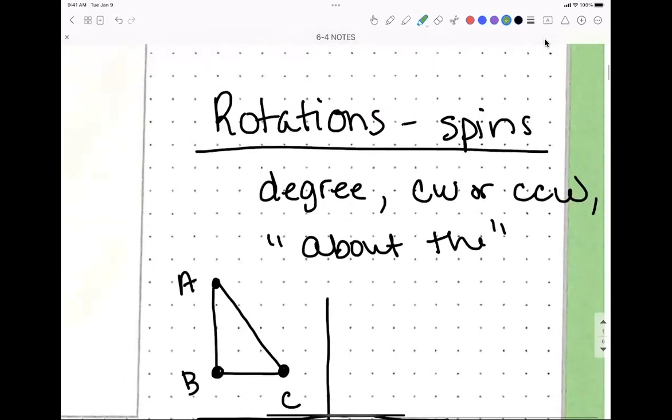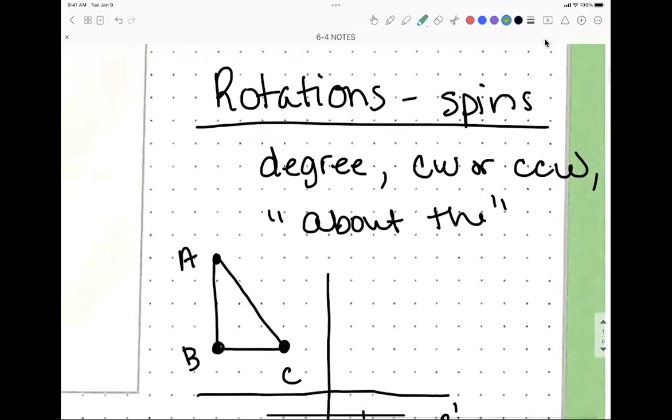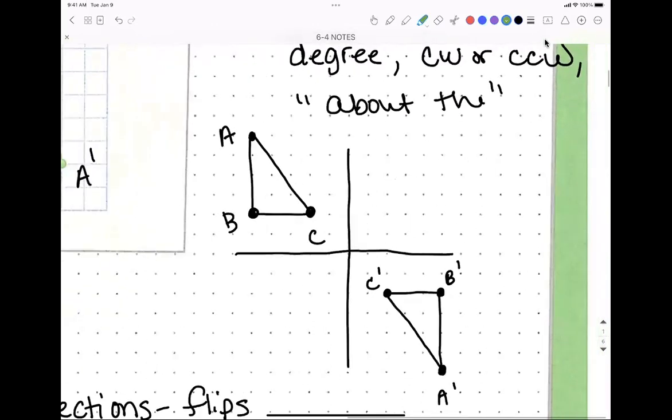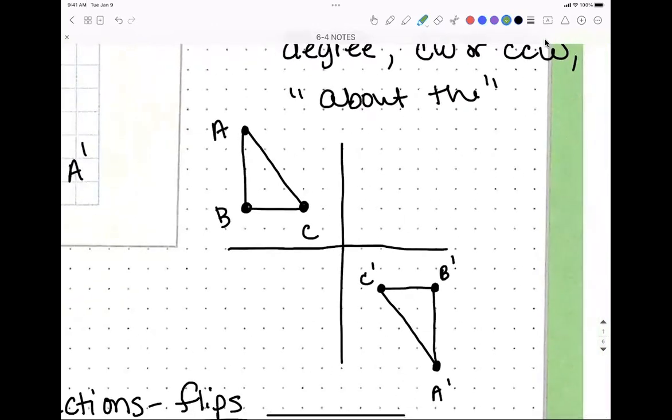Remember the important things about rotations. It's the degree that it spins. Does it spin clockwise or counterclockwise? And then does it spin about the origin or about the center of the shape? Those are really the only two we've covered so far up to this point. Again, look at your vertices.